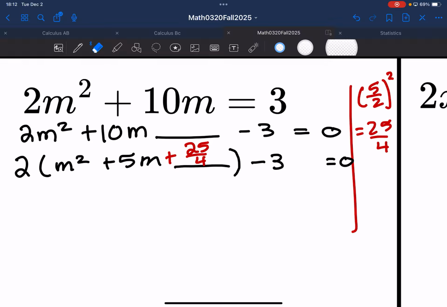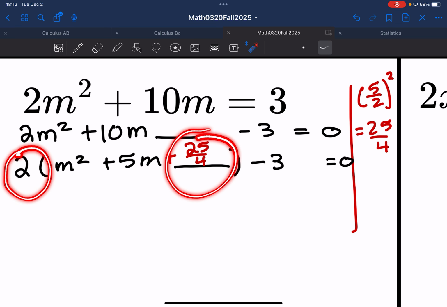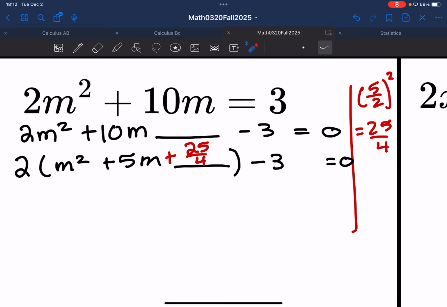But I did mess up here because am I just adding 25 over 4? Or am I doing 2 times 25 over 4? Okay, so really I'm adding that. I'm adding, what is this, 50 over 4, which simplifies to 25 over 2. So really, I'm adding 25 over 2. I know it sounds confusing because we're with fractions, but that means I need to subtract 25 over 2. Because remember, my goal is not to change anything. My goal is to technically add 0.